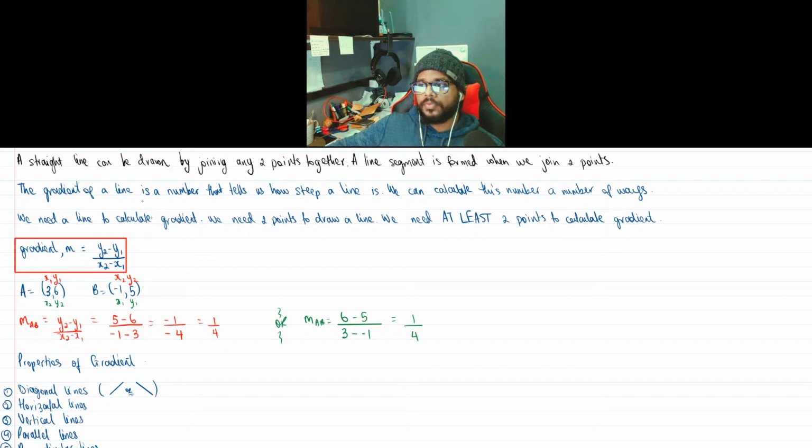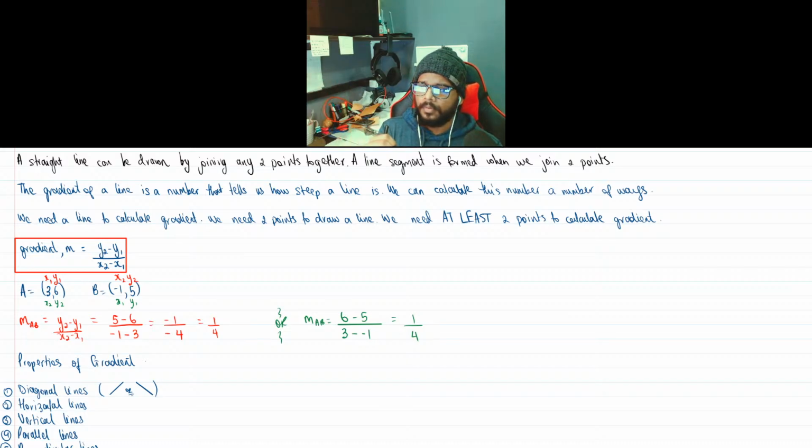Or I can do the green working. The green working is with reference to the green labeling of the points. In the green labeling, I labeled my first point x2, y2, and my second point x1, y1, as opposed to the red labeling. Again, you just have to do one of them. Whichever one you choose to label as x1, y1, just label x1, x2, y2.